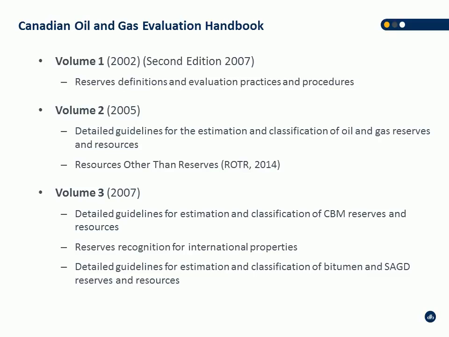One of the other things that they realized after they issued the first volume is that COGEH was relatively specifically tailored to Canadian assets, as the title would suggest. So they did come out and said, well, if you want to use COGEH in other jurisdictions, here's a few pitfalls or a few things you should look out for when you're adapting COGEH standards to other jurisdictions. And then detailed guidelines for estimation and classification of bitumen and SAGD. A lot of the original guidelines in COGEH were designed for conventional assets, and we have a lot of bitumen and steam-assisted gravity drainage. So SAGD is just a thermal process for extracting bitumen.